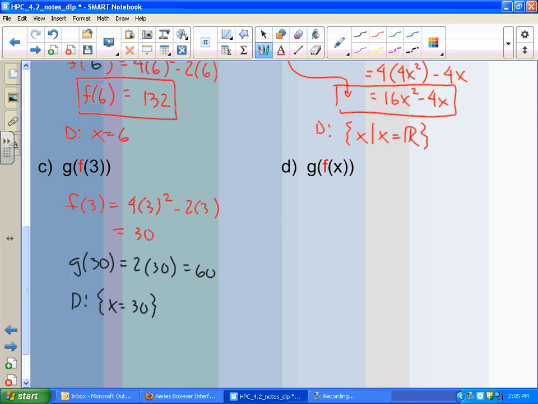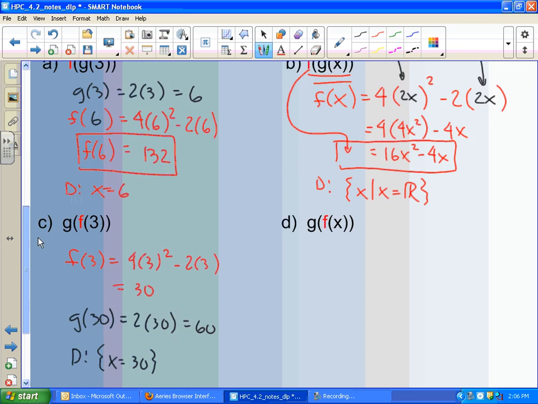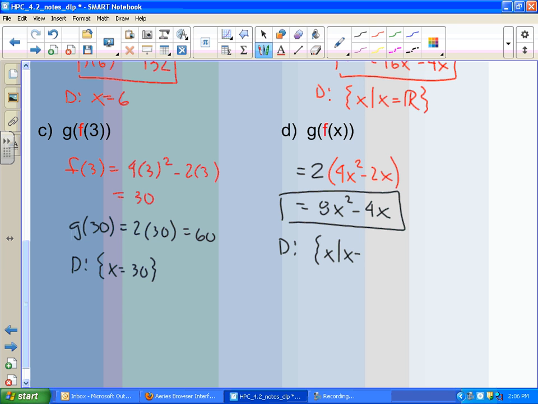All right, and then over there, the next one, you guys said it was 8x squared minus 4x? Is that right? Yeah, so this time we're plugging 4x squared minus 2x into the g function. So 2 times 4x squared minus 2x. And there's my composite. What's the domain on this one? Yep. All right. Well, then what if we start introducing the roots?